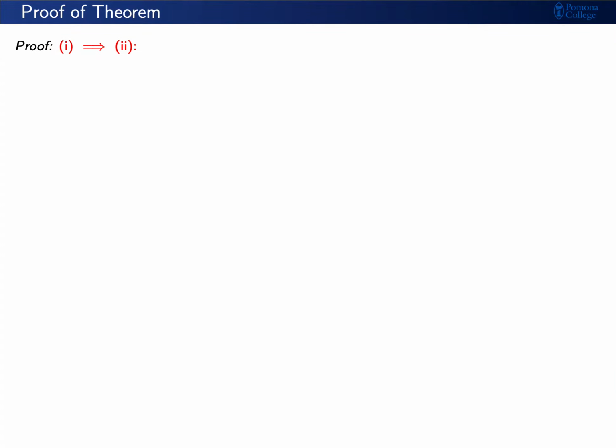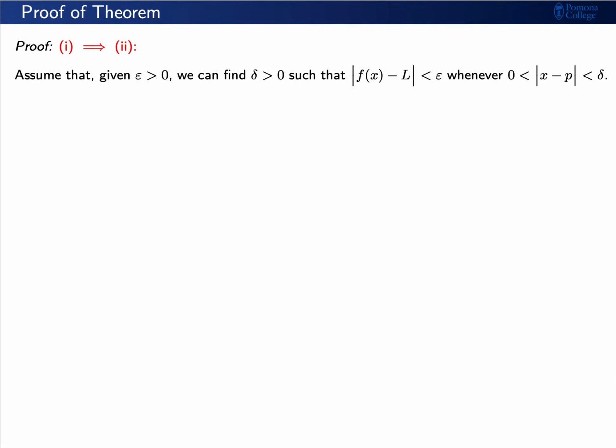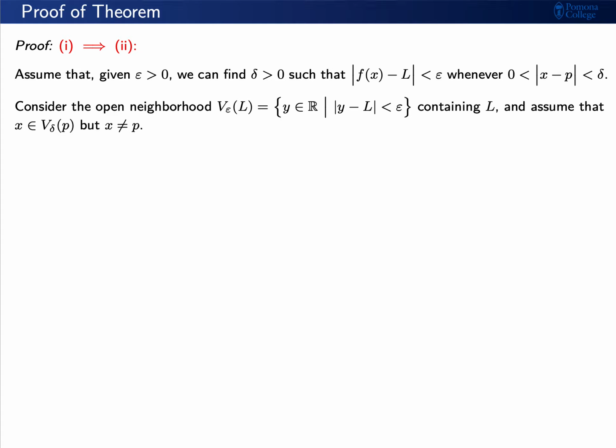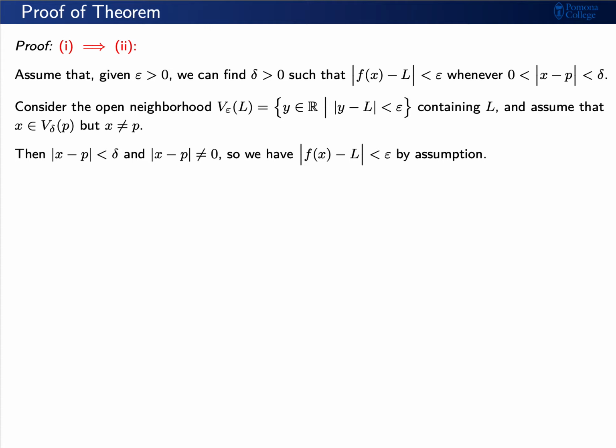Let's present the proof. First, let's assume that given a positive epsilon, we can find a positive delta such that |f of x minus L| is less than epsilon whenever |x minus p| is between 0 and delta. With this epsilon, let's consider the open neighborhood V sub epsilon of L that contains L. And let's assume that x is contained in the neighborhood V sub delta of p, but x does not equal p. Then, of course, this means that |x minus p| is between 0 and delta, so by our assumption, |f of x minus L| is less than epsilon.